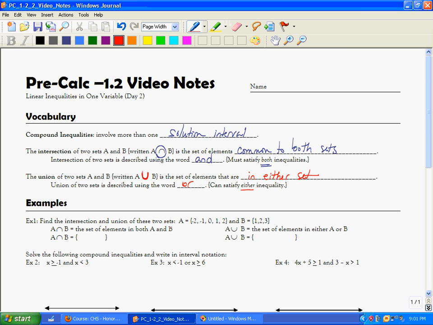A couple examples: if this is set A with -2, -1, 0, 1, 2, and B has the numbers 1, 2, 3, if we're looking at the intersection of sets A and B, what's in both sets, that would be the numbers 1 and 2. If we're looking at the union, that's a set that's in either A or B, then it's going to be everything in A and everything in B, which is -2, -1, 0, 1, 2, and then also what's in set B is the number 3.